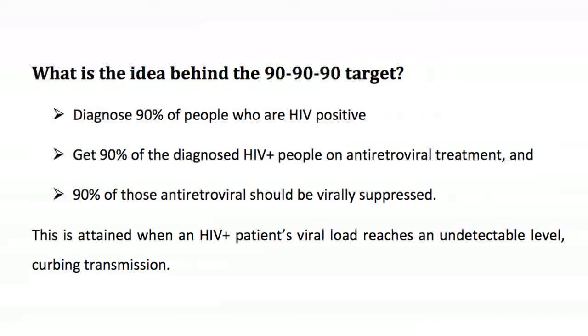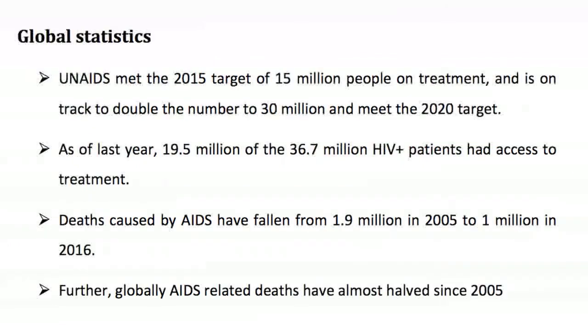Diagnose 90% of the people who are HIV positive. Get 90% of the diagnosed HIV positive people on antiretroviral treatment, and 90% of those on antiretroviral treatment should be virally suppressed. This is attained when an HIV patient's viral load reaches an undetectable level, curbing transmission. Global statistics.